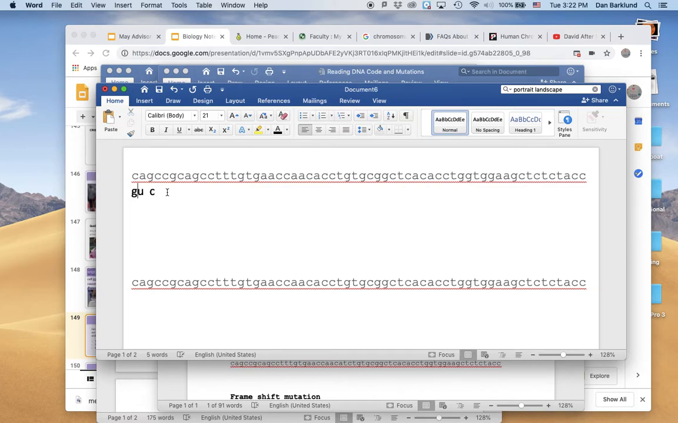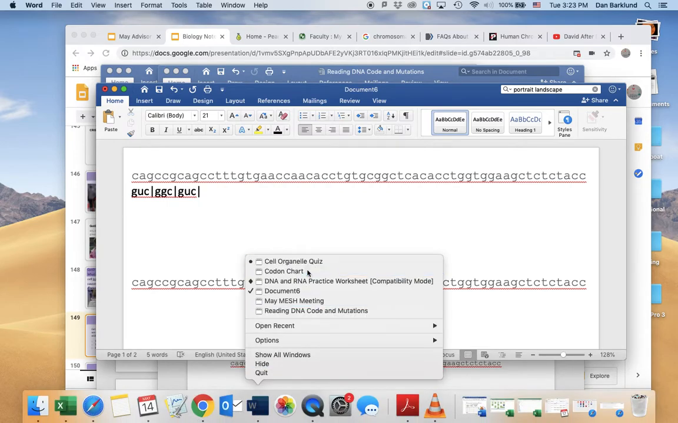So you should be writing that code, and then every three bases you can put a line. That would be G, G, C, and then we'll put our line. The reason we're putting our line is that it represents the codons. It represents the idea that the ribosome is going to read this mRNA three bases at a time. So then after that we've got G, U, C, and you can just keep on going all the way down the line. Then after that you're going to open up your codon chart.